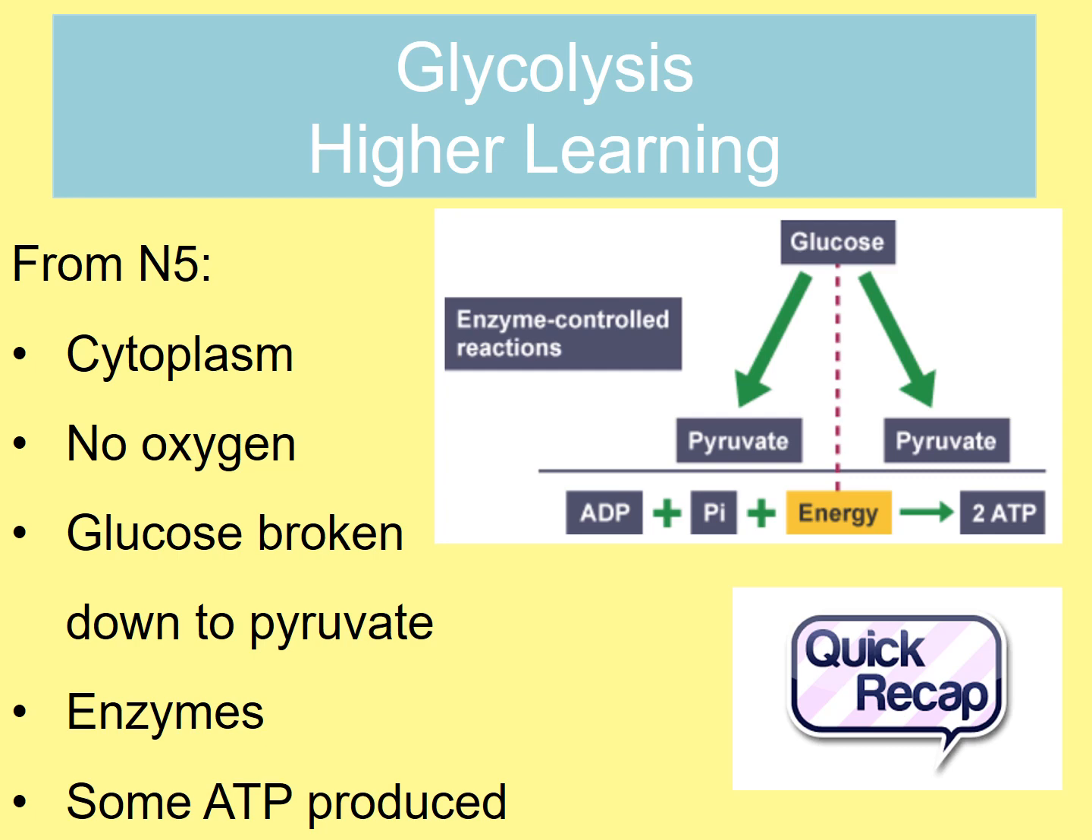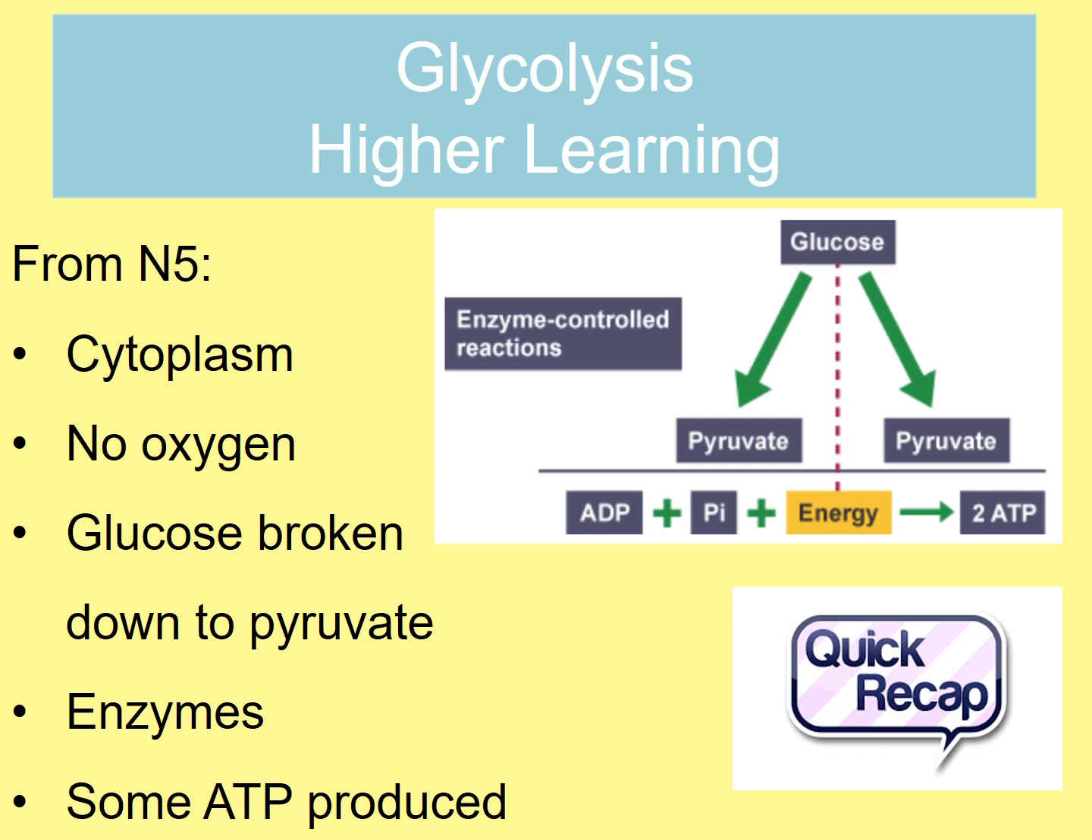A little bit of a quick recap from National 5 learning when we looked at fermentation. We will now be referring to this stage as glycolysis at higher level. From National 5, we identified that this stage occurred in the cytoplasm of the cell. It required no oxygen, and through the process of the enzyme-controlled reactions, we saw glucose being broken down to 2 pyruvate molecules.